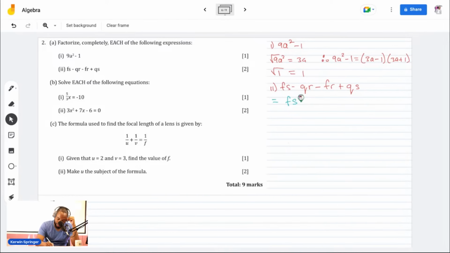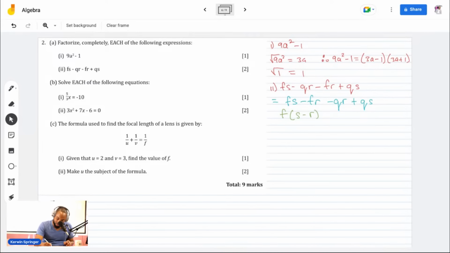Fs, I bring in negative fr there. Negative qr could go there. I just swap the 2 terms. I don't need to change the signs, because I didn't bring anything across the equal sign. It goes with its sign, right? Plus qs. And now, what is common? When you're doing this 4 terms grouping thing, you have to imagine an invisible line between the 4 terms. And f is common, so I'll take out the f there, and then s minus r will sit down there.